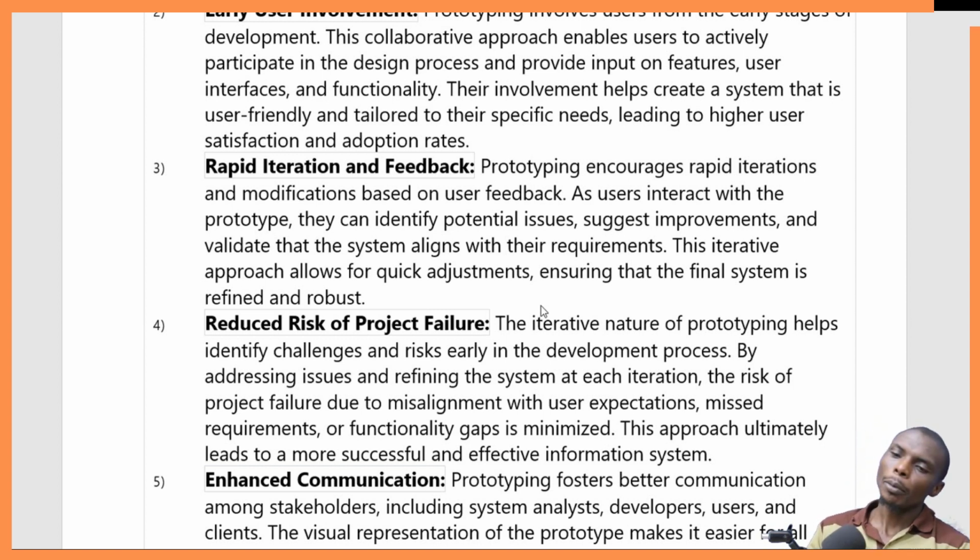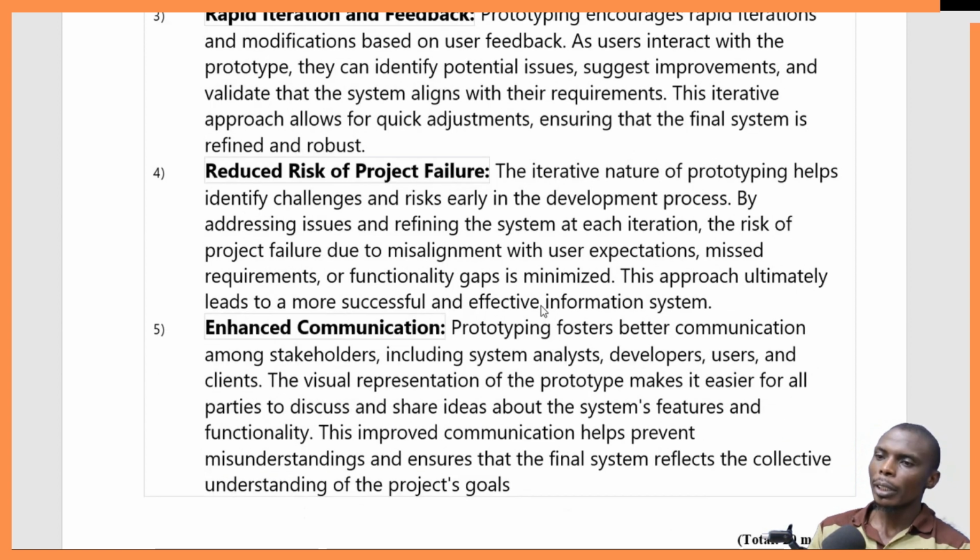And also this type of prototyping helps in enhancing communication. It helps in fostering very good communication among the stakeholders, including the system analysts, the developers, the users of the system, and the clients.